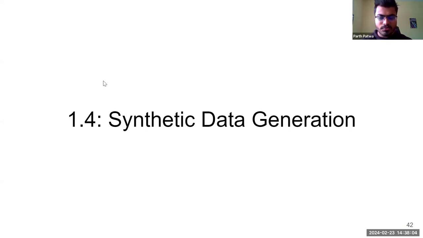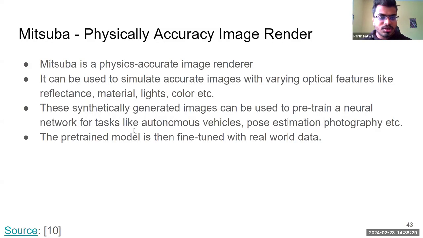Now this is an important, very useful application of physics. We previously saw that real world data can be scarce and we need some synthetic data to retrain our model. But synthetic data needs to be quite accurate. So one such tool to create physically accurate data is Mitsuba, an image renderer, and it simulates accurate images, where you can also vary the optical features of the objects. For example, you can change the material and light, and then this data is used to retrain a neural network.